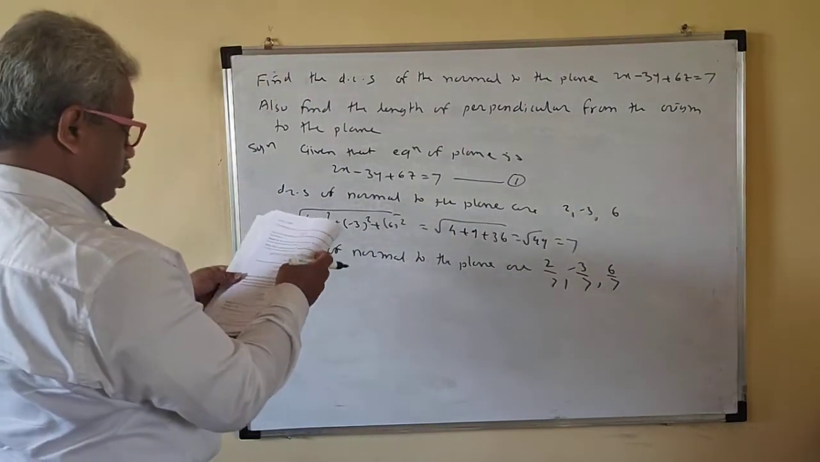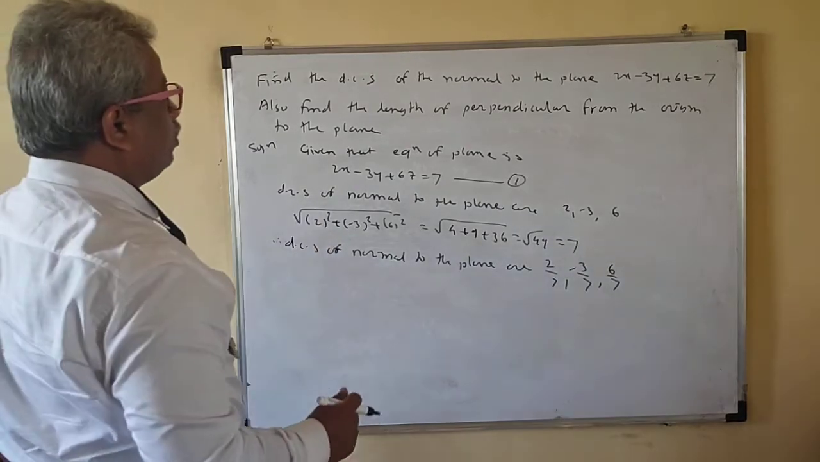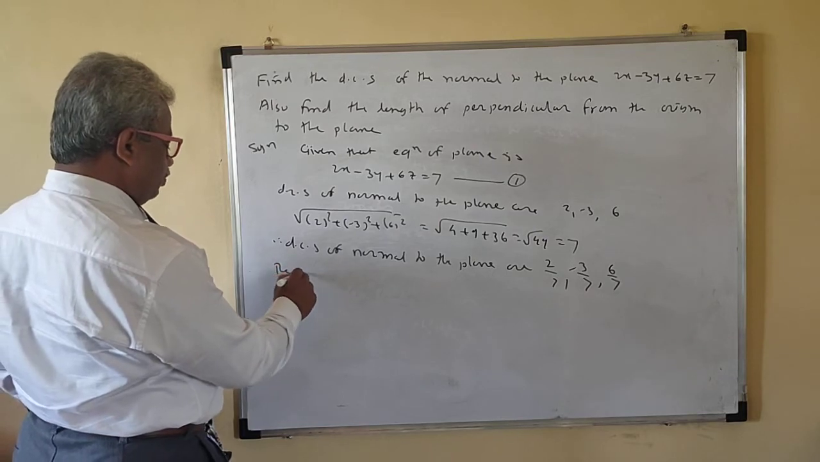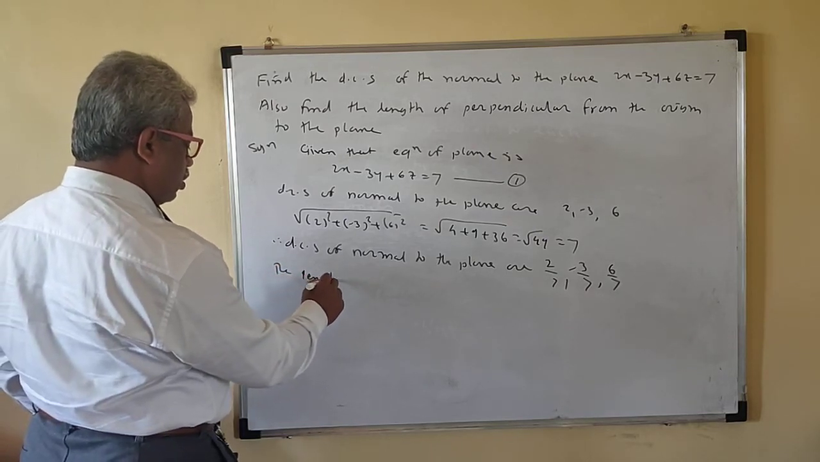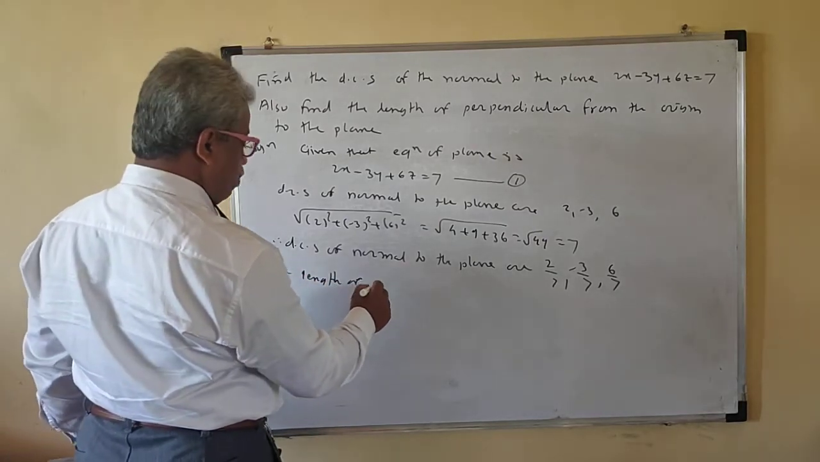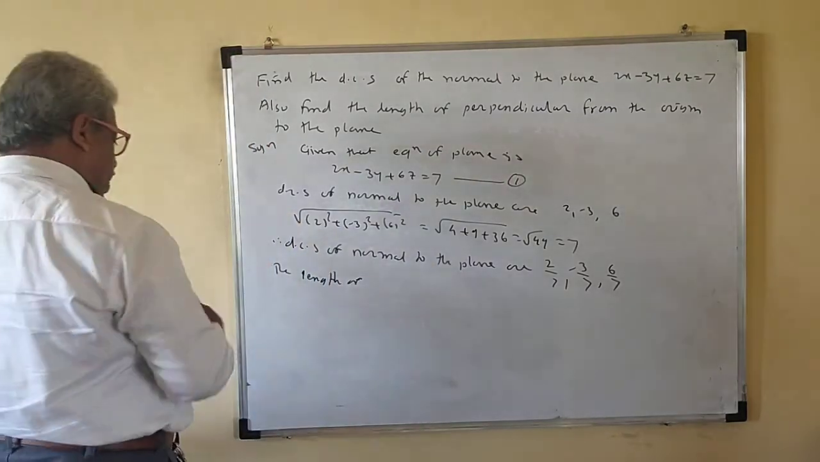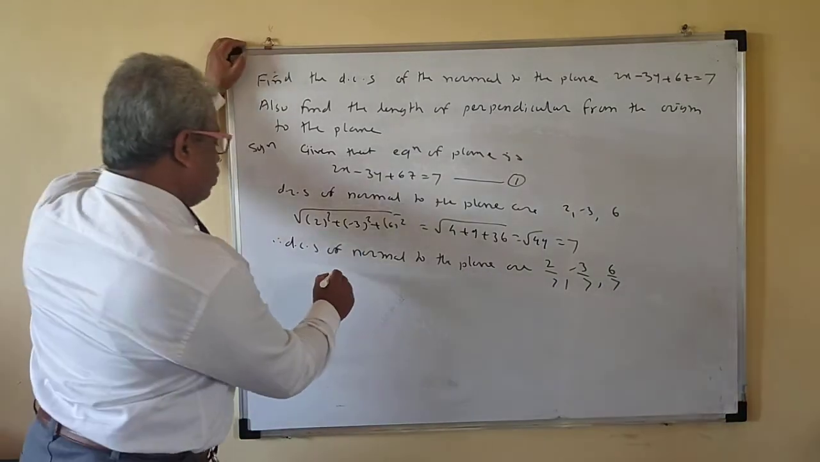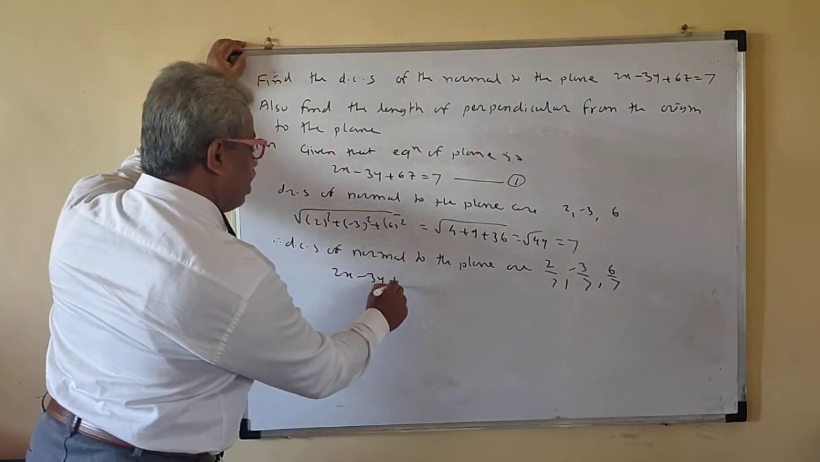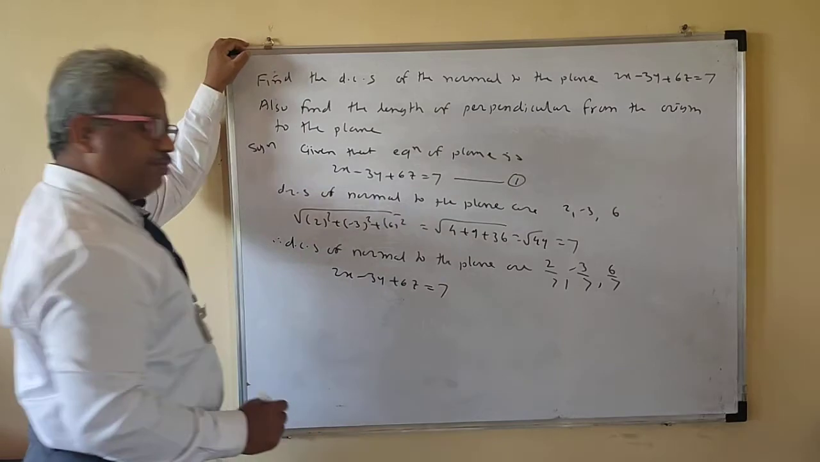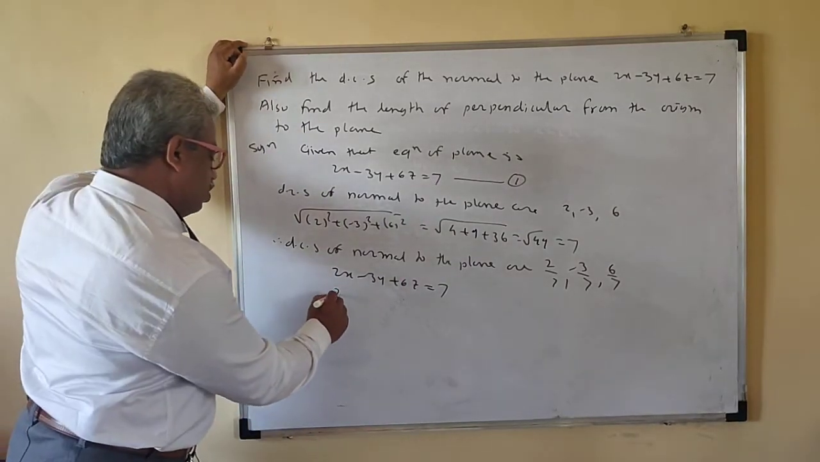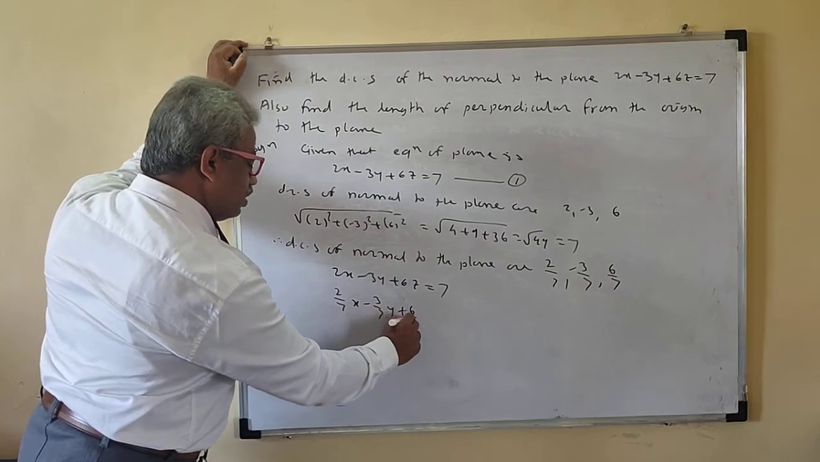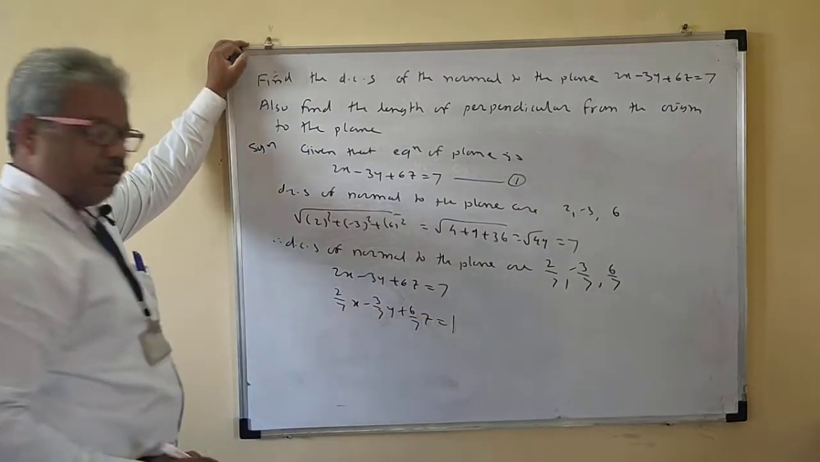Now what you want? The perpendicular. So the length of perpendicular, how do we find this? We have to convert. See here, this is 2x minus 3y plus 6z is equal to 7. We'll divide by 7 now. This is 2/7x minus 3/7y plus 6/7z is equal to 1 now.